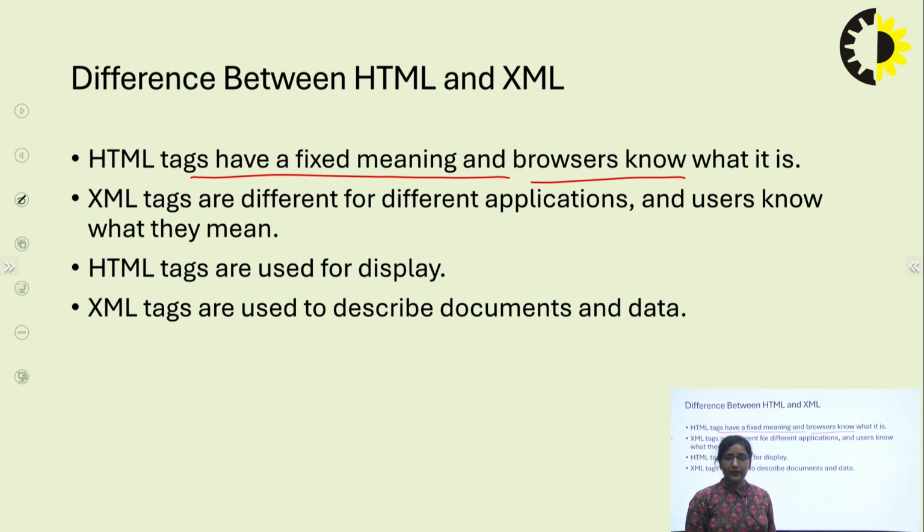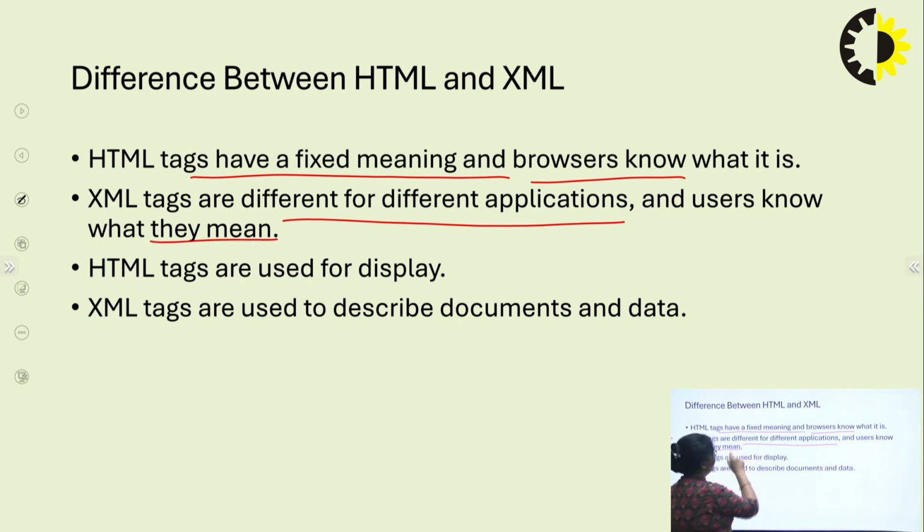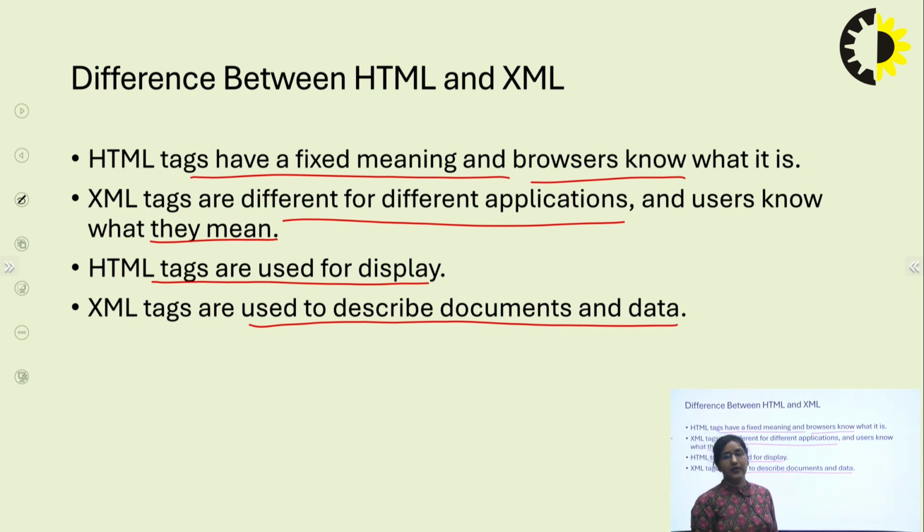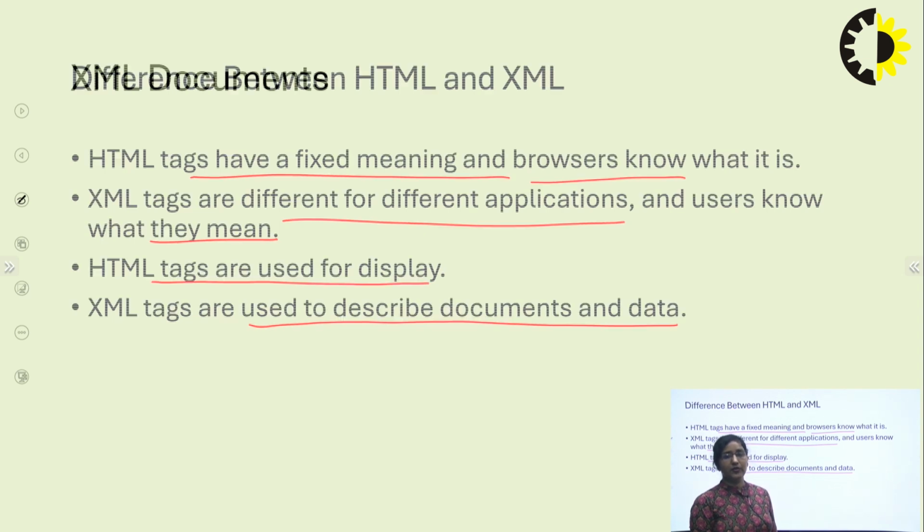So in HTML, for all the tags the information is clear, but in XML the information is not clear since the tags are not predefined. Second, XML tags are different for different applications and the user knows what they mean. Only the user who is creating that XML file knows the meaning of that. HTML tags are used for the display of the data, whereas XML is used to describe the documents and the data. This is the major difference between HTML and XML. HTML is used to display the data, whereas XML is used to describe the data.